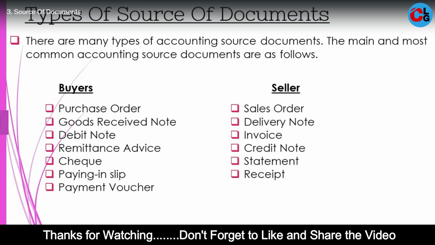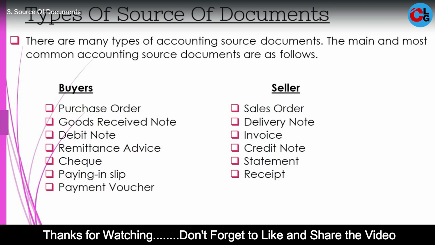After that, we have to send the invoice. The invoice should mention the quantity, the price, and the total amount. That is the invoice. And after that, if the buyer returns some of the goods, at that time we have to send the credit note. It should mention that this much of the goods you returned and are credited to your account. So that is called the credit note.